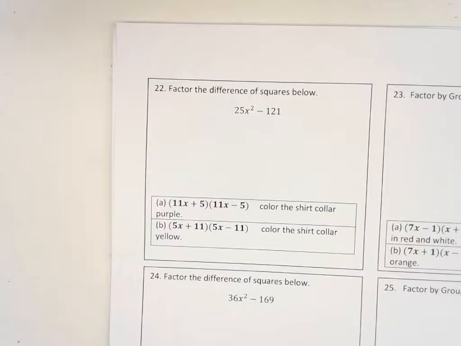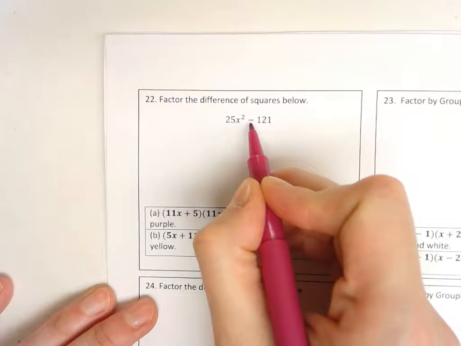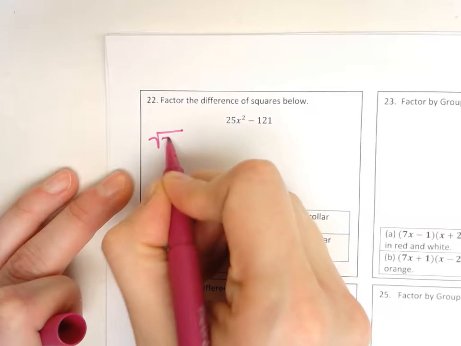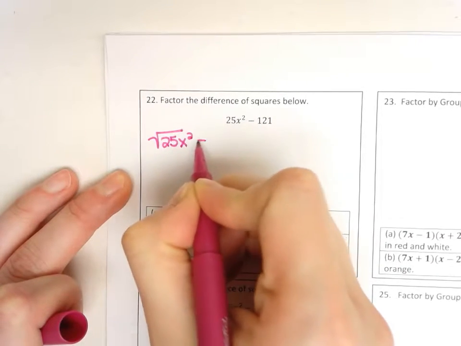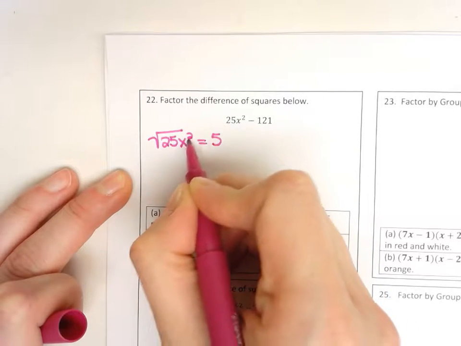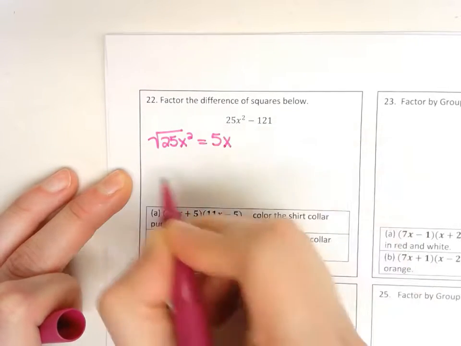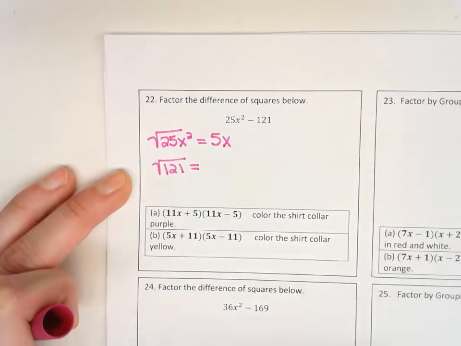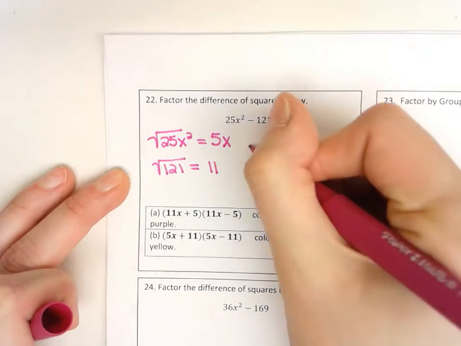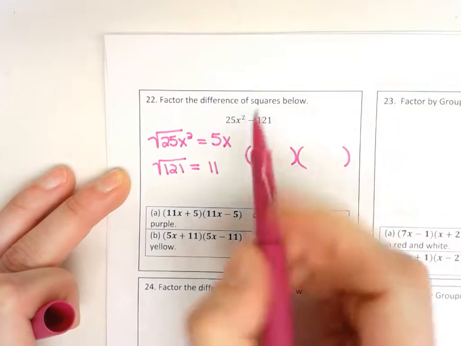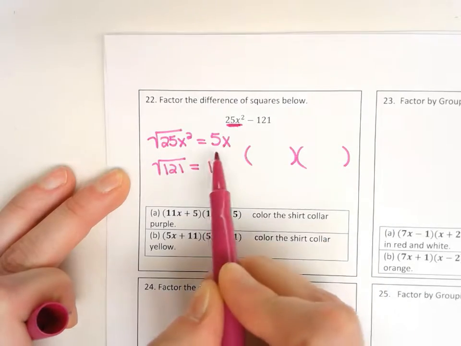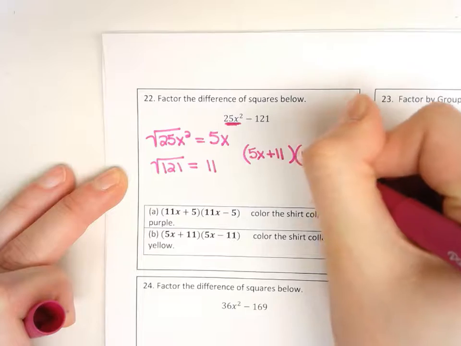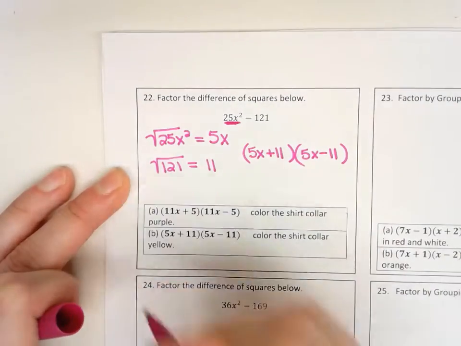The reason that I know this is the difference of squares, we've got a subtraction problem between 2 terms, and they are both perfect squares. The way I know they're perfect squares, well, the square root of 25 is 5, square root of x squared is x, and then I take the square root of a positive 121, so don't take that negative sign with it. That gives me positive 11. Well, when you put these in your parentheses, since 25x squared was first, 5x needs to be first. So 5x plus 11 and 5x minus 11. And that means this one is answer choice B.